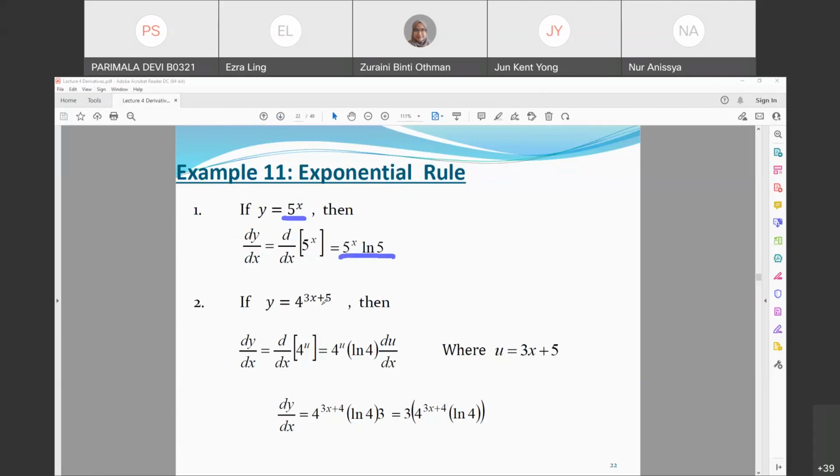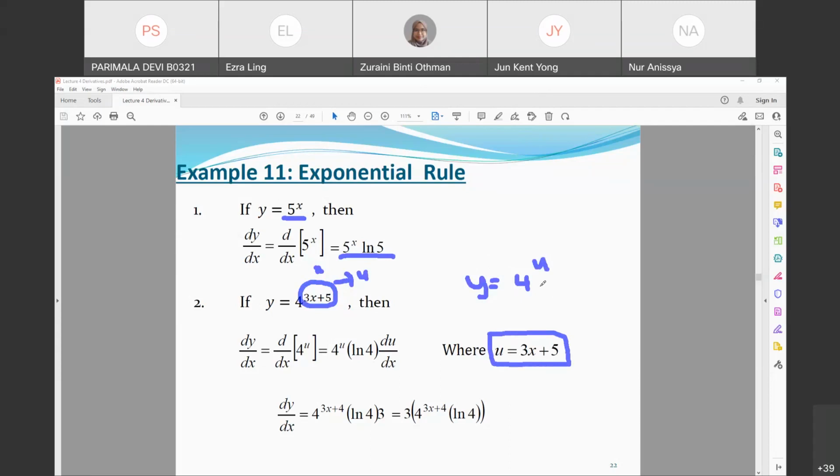And this is another example dekat sini. Nampak tak? Kuasa patutnya kat sini ialah x, but it is 3x plus 5. So we replace all in this circle into u. Then we get our y equal to 4 power of u kat situ.